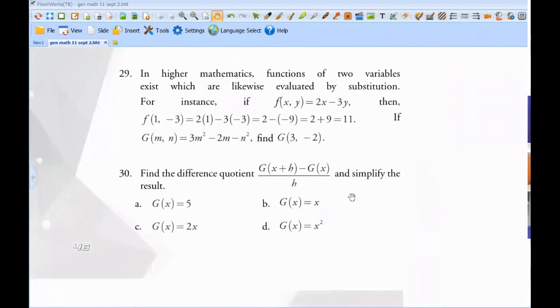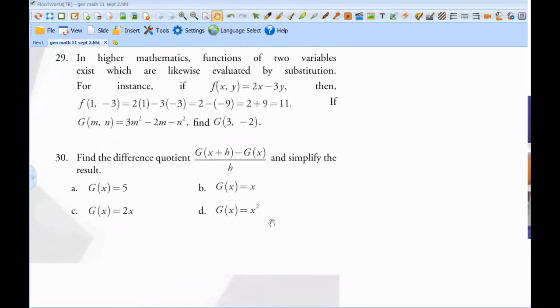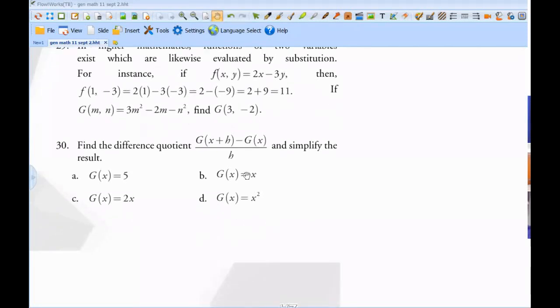All right, so let's have an example like this. Find the difference quotient of g of x plus h minus g of x over h if g of x is equal to 5. g of x is equal to 5. So how will you solve that?